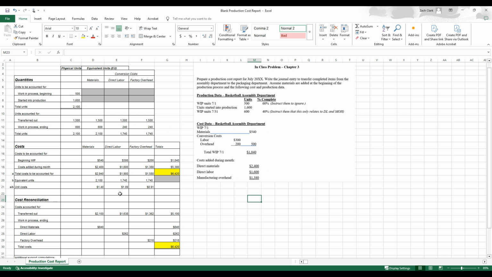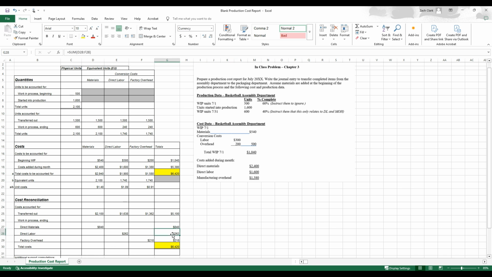But we could reproduce this for August, just using the ending figures that we have as the beginning figures. So we would have 600 units beginning. We wouldn't care about how much was complete, right? Because we'd be doing this sheet at the end of August. And so those beginning units in WIP would then be worked on throughout the month. And our beginning WIP cost then would be what we have listed down here.